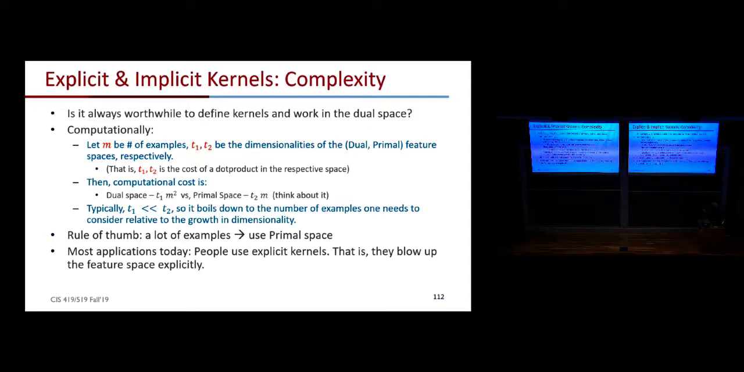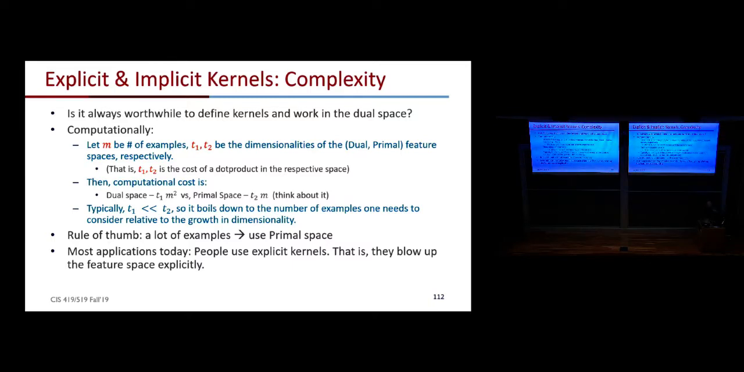In the dual space, where I'm doing this k of x, z, I have m squared times T1. That's the order of magnitude. Now, typically, T1 is going to be much, much smaller than T2. The examples that we've given range from n and n squared to n and 2 to the n.